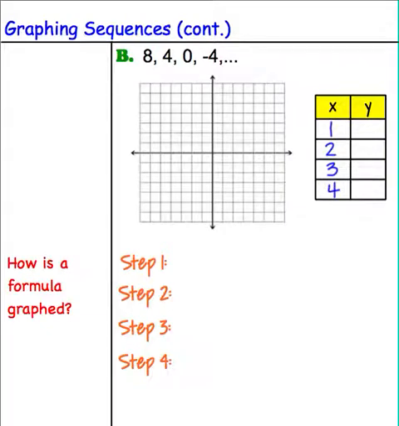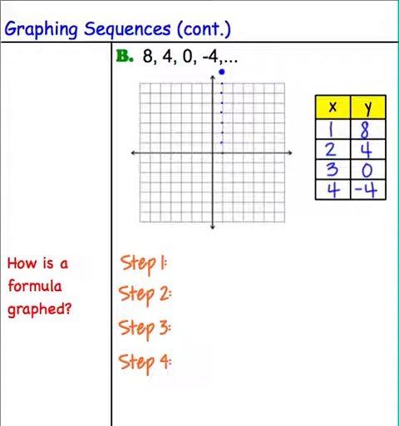And then I'm going to fill them in. My first term is 8, my second term is 4, my third term is 0, and my fourth term is -4. And then I'm going to go ahead and graph this. So my first term is 1, 8. And now I realize that I go off my graph, but that is okay. It doesn't have to be perfect. If you need to add another row, please feel free to.